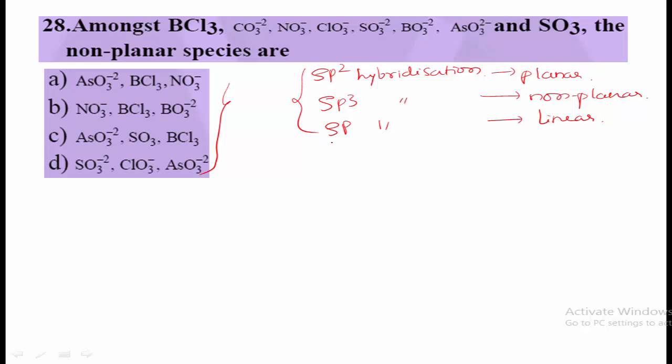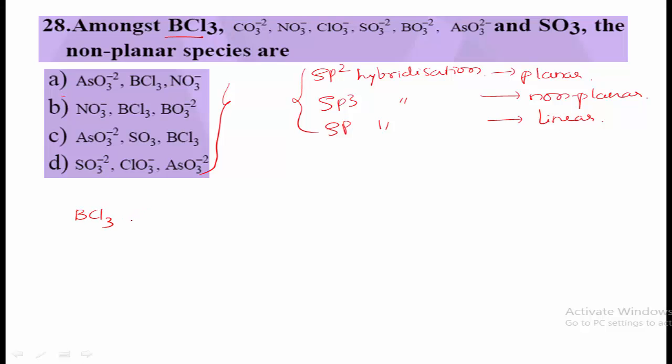And how can we know the hybridization of these molecules? For that, let us consider any one of these molecules. Let us consider BCl3. Is it planar or non-planar? That we need to calculate. So BCl3, how do we calculate?